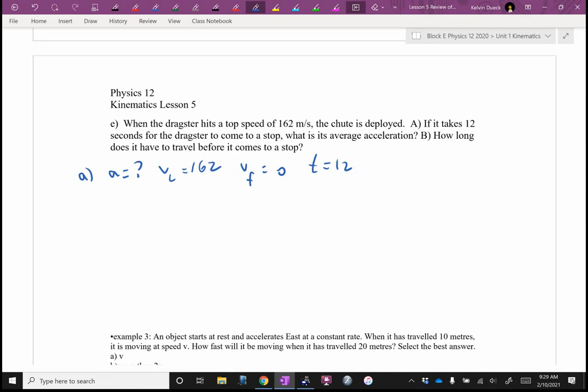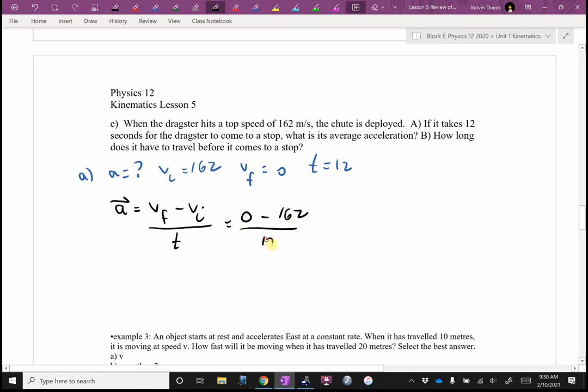Kai, which equation? I'll give you a hint. A equals. Yep. And I know VF is 0. I would leave it in there because if you completely cancel out one side of the equation, things get weird. So even normally, don't waste my time. No, leave the VF there for now because it's going to be 0 minus 162 divided by 12. Definitely going to get a negative answer.